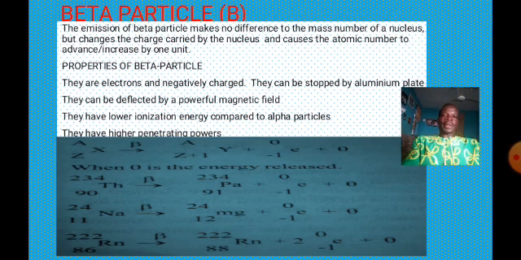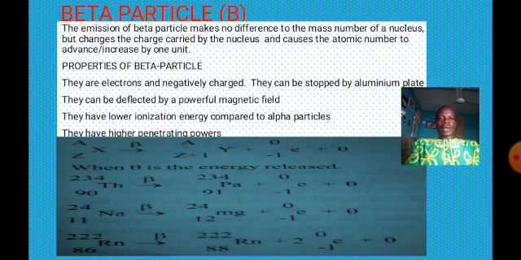So what are the properties of beta particles? 1. Their electrons are negatively charged. 2. They can be stopped by aluminum plates. 3. They can be deflected by a powerful magnetic field. 4. They have lower ionization energy compared to alpha particles. And 5. They have higher penetrating powers. Hope I am communicating.